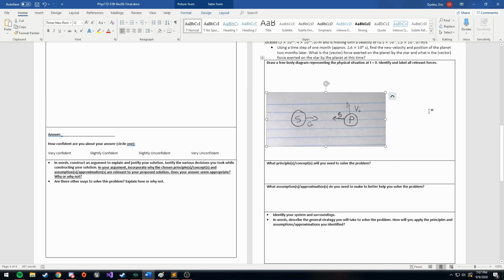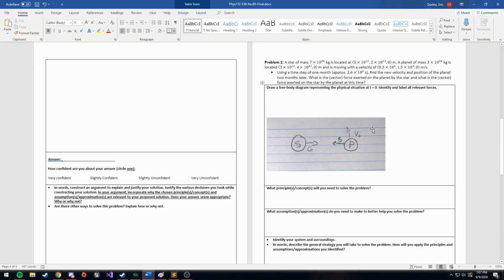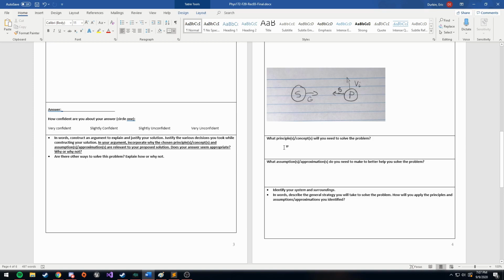Right. Okay, so this is the. Oh, do we need labels? Label all. Never mind. Yours is fine. So sun, planet. We have the gravity on both sides, and then an initial velocity on the planet. Yeah. Okay, I think your diagram is good.